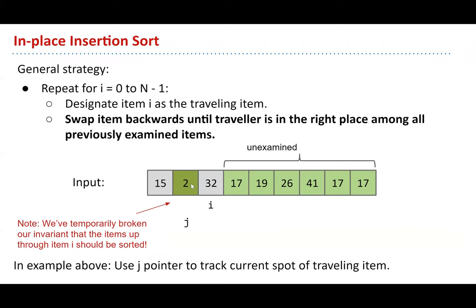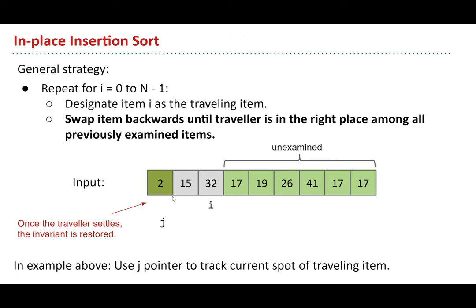At this point, we've temporarily broken the invariant that all of these items are sorted. That's okay. It's like a Rubik's Cube. You have to break a few eggs to get the Rubik's Cube completed, as they say. And then you get the 2 to the front. And then here we have completed our traveling. So these three are sorted.